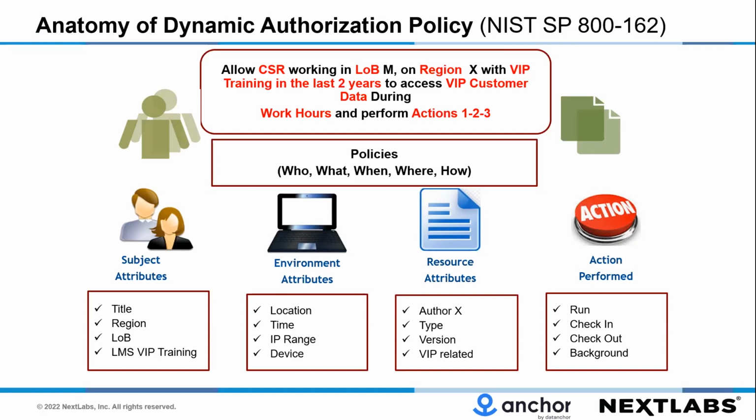So these are more examples. We can end up with allowing a CSR working in the M line of business in Region X who has completed VIP training to access the VIP customer data, but only during the work hours and only performing the actions that are specified, which may be, say, view and edit, but not create or delete, for instance. So this is a more concrete example of what a dynamic authorization policy may look like.